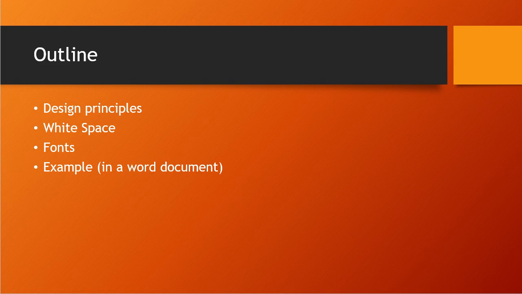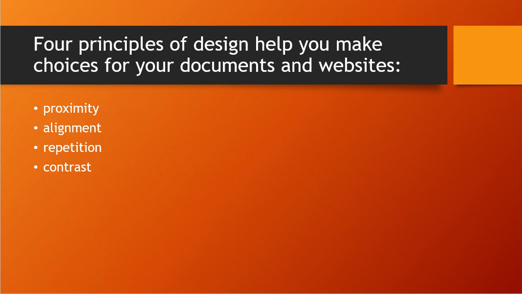Then we're going to talk about white space because it's really important. We're going to talk about fonts pretty quickly, and then I'm going to show you an example of applying some of these design elements to a Word document. So the 4 design principles the textbook talks about are proximity, alignment, repetition, and contrast.